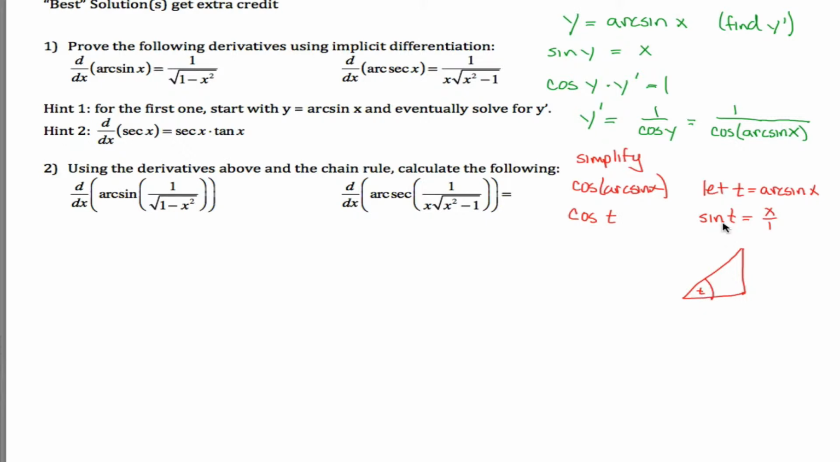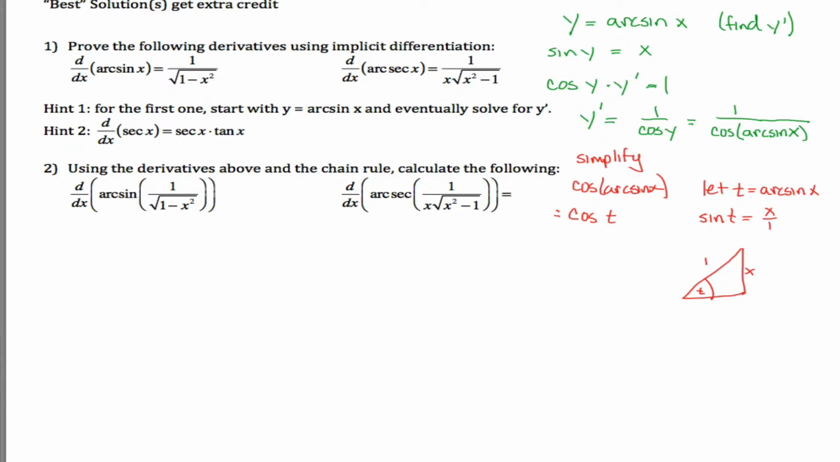And using SOHCAHTOA, I know that the sine of this angle is equal to the ratio of the opposite over the hypotenuse, the length of the opposite and the length of the hypotenuse. So if sine of t equals x over 1, I can make this x and this 1 right here. So I have this picture that gives me all this information about t. I just want to figure out the cosine of t. Remember, that's what I'm trying to simplify over here, was the cosine of what I'm calling t. And I could do that if I just knew this one side right here.